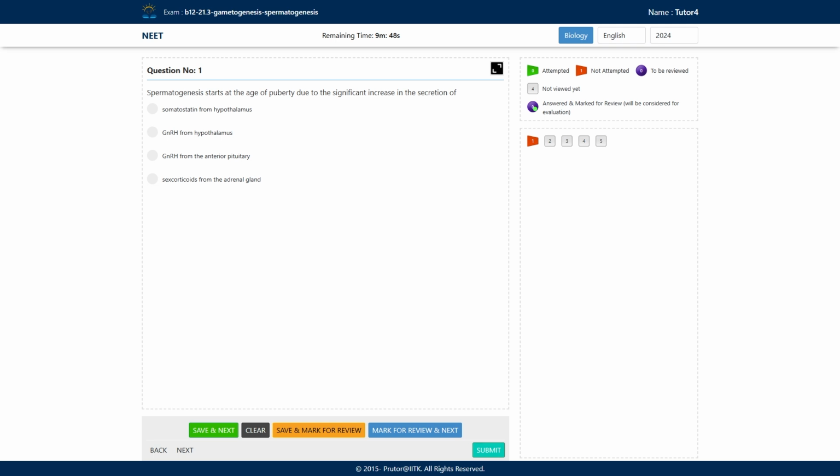Now, first question: spermatogenesis starts at the age of puberty due to significant increase in the secretion of. Spermatogenesis means sperm formation. It starts at puberty in case of males. So for spermatogenesis, which hormone is required? Or there is a significant increase of what? These are the options: somatostatin from hypothalamus, gonadotropin releasing hormone from hypothalamus, gonadotropin releasing hormone from anterior pituitary, and sex corticoids from the adrenal gland. So what will be the correct answer?